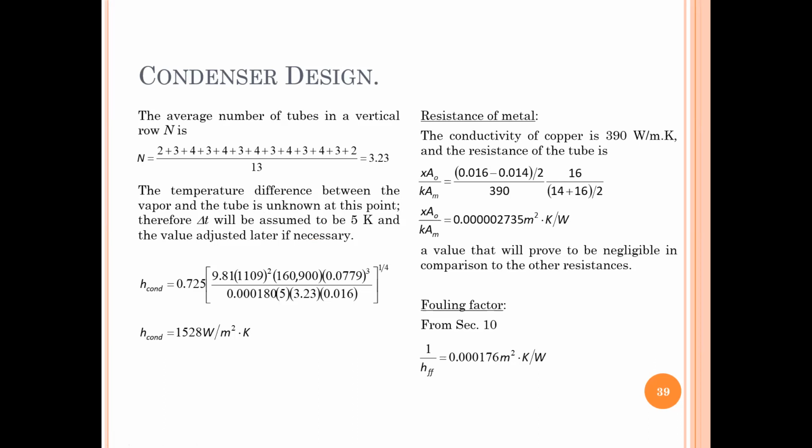So, the temperature difference between the vapor and the tube is unknown at this point, so delta T will be assumed to be 5K. Yan, kasi may ina-assume dyan. So, ito yung realistic and the value adjusted later if necessary. Yan. So, ito yung delta T sa equation.